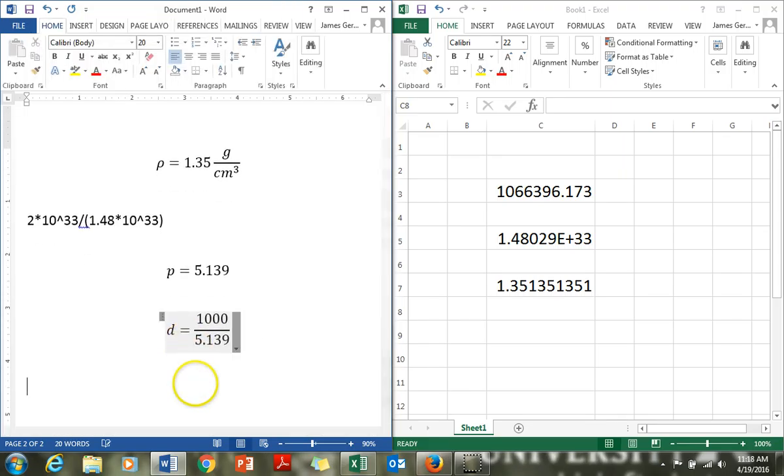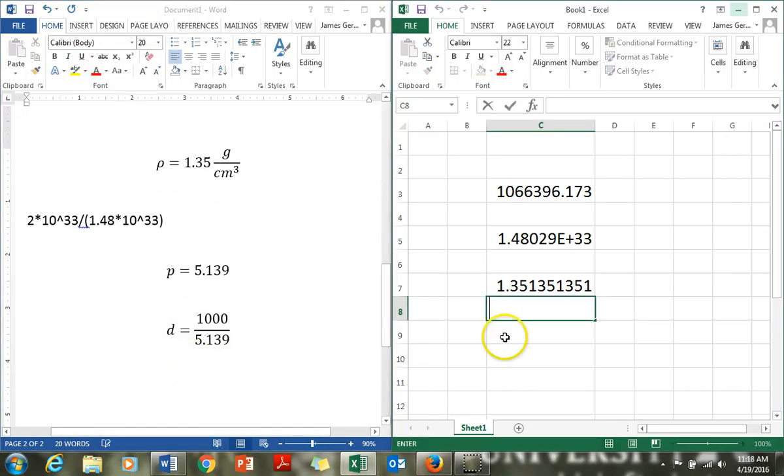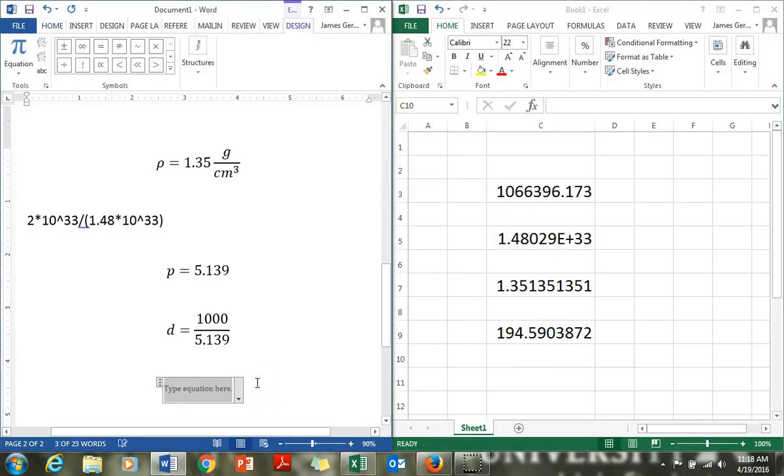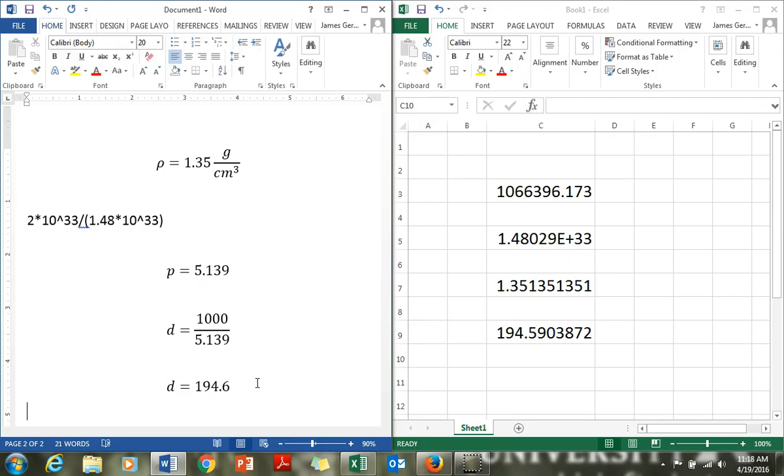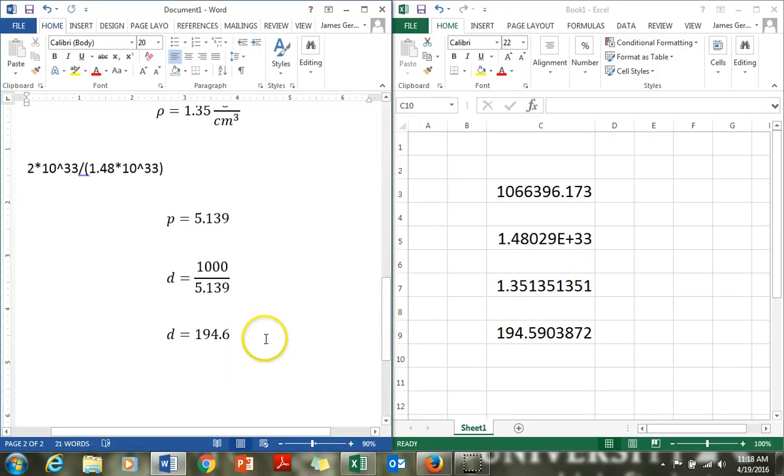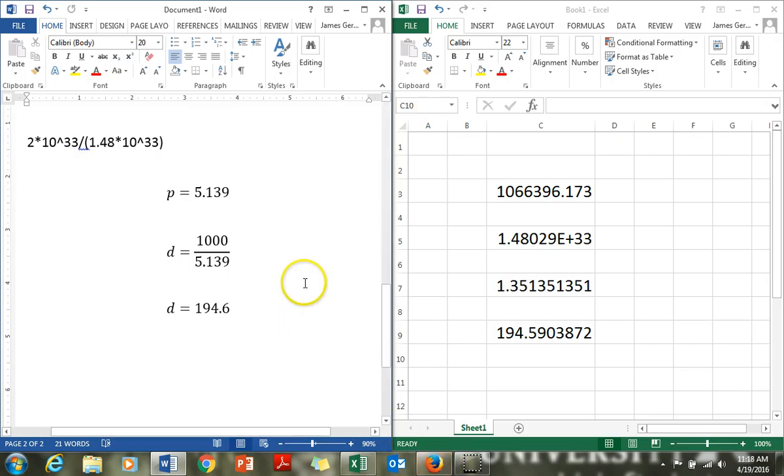Right? It's not going to be the same now. No. So 194.6 parsecs is how far away Betelgeuse is, right? So that's an easy one.